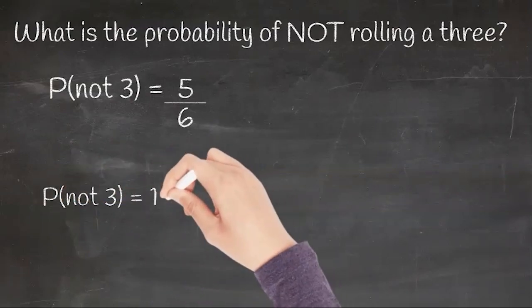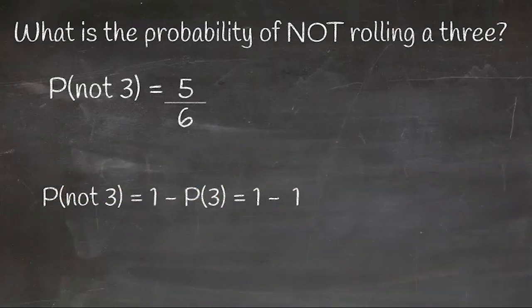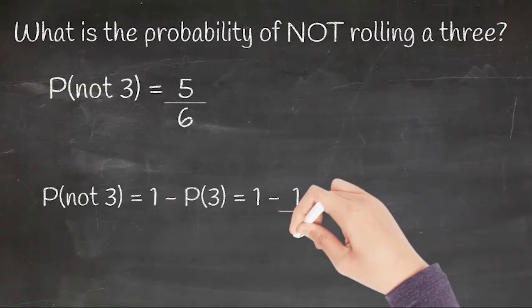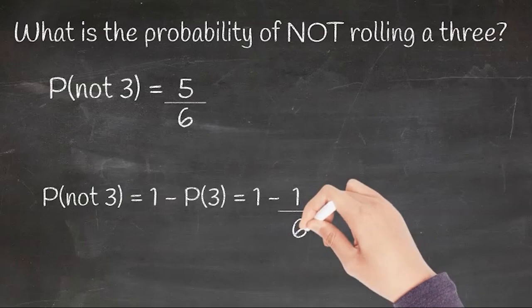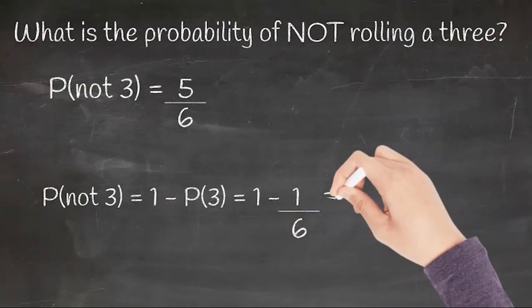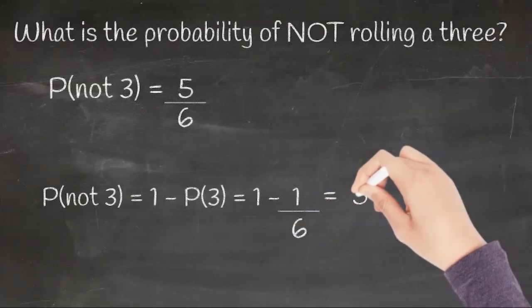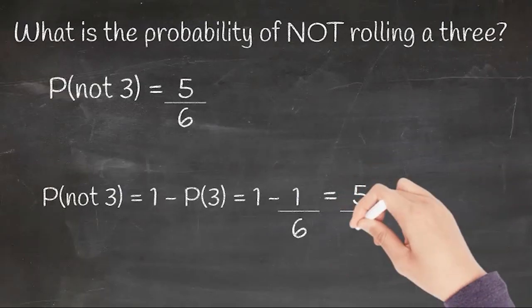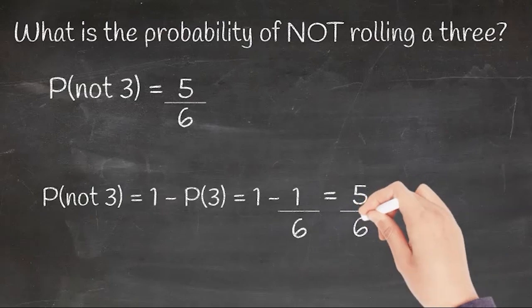Another way we could do it is we could say that the probability of not rolling a 3 is 1 minus the probability of rolling a 3. So that would be 1 minus 1/6 equals 5/6. So no matter how you do it, you get the same answer in the end.